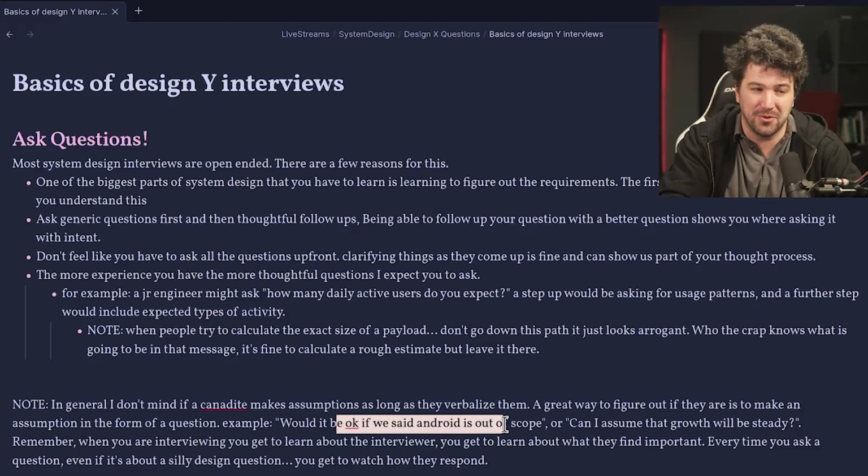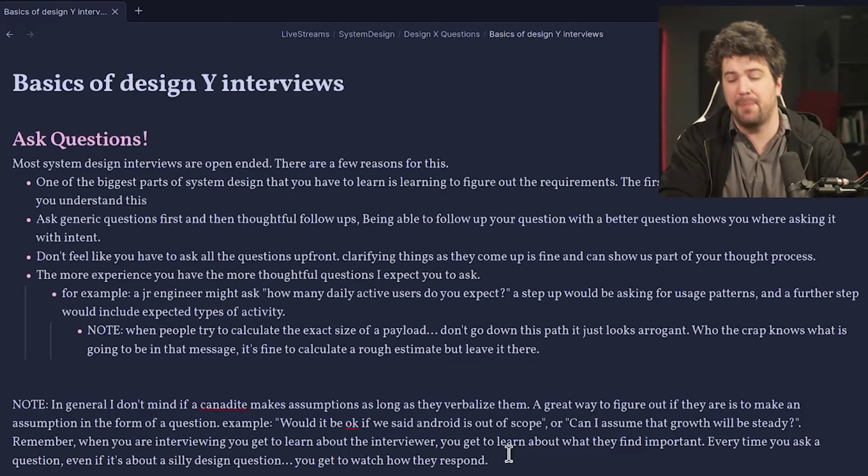Would it be okay if we said Android is out of scope? Absolutely, Grumpington.